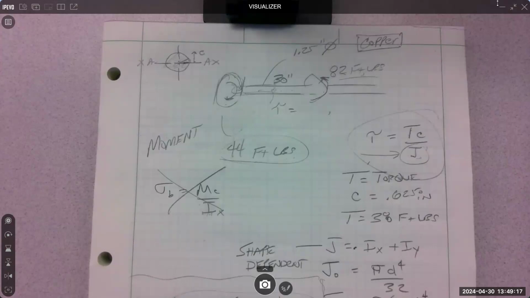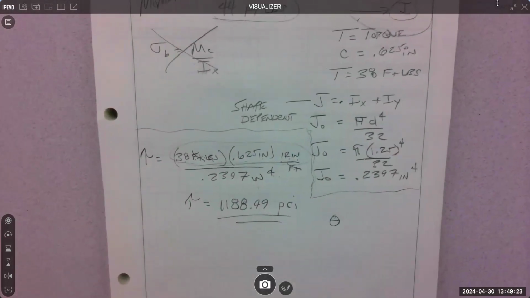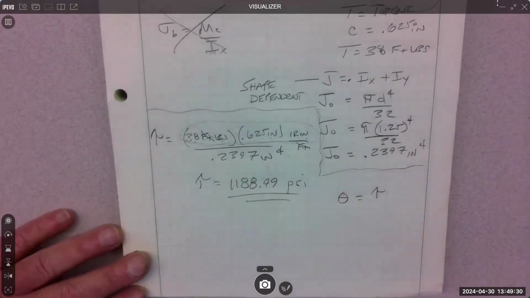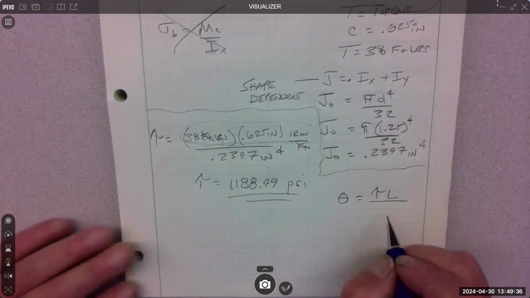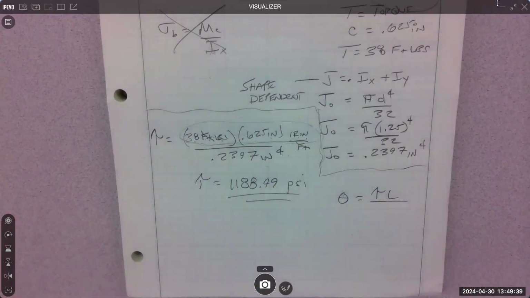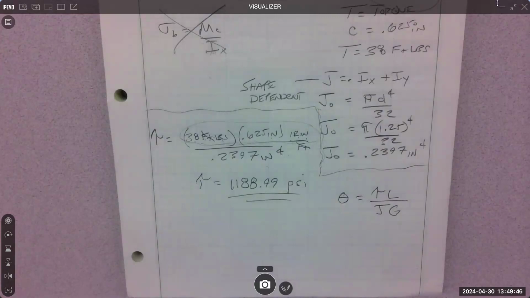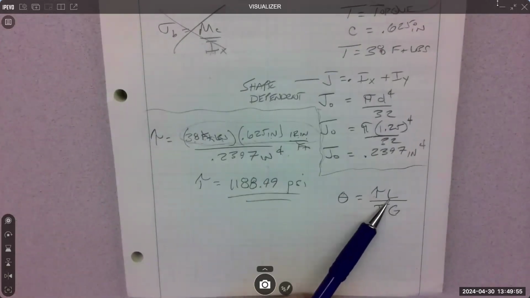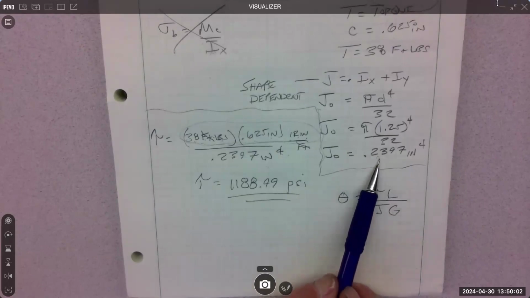Angle of twist is theta, theta, angle of twist, torsion, which we just calculated, length over G, I don't think that's the base. Oh yeah, it is. JG. So to get angle of twist, you got to calculate torsion first. We got to have that number, right? We got to know the length. I just gave you 30 inches. We got to know J. We just calculated J. And then we got to know G.